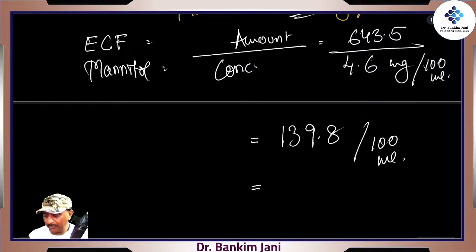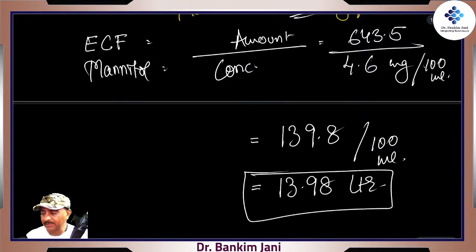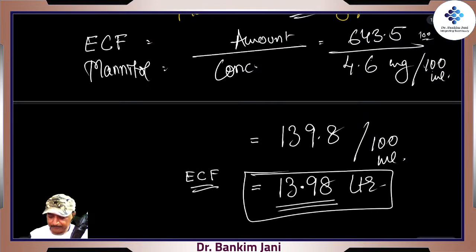We have to calculate it in 1 liter, so we just shift one decimal. So this is 13.98 liter, because this is per 100 ml, and we want it for 1000 ml. So this 13.98 liter is our extracellular fluid. Nice one.